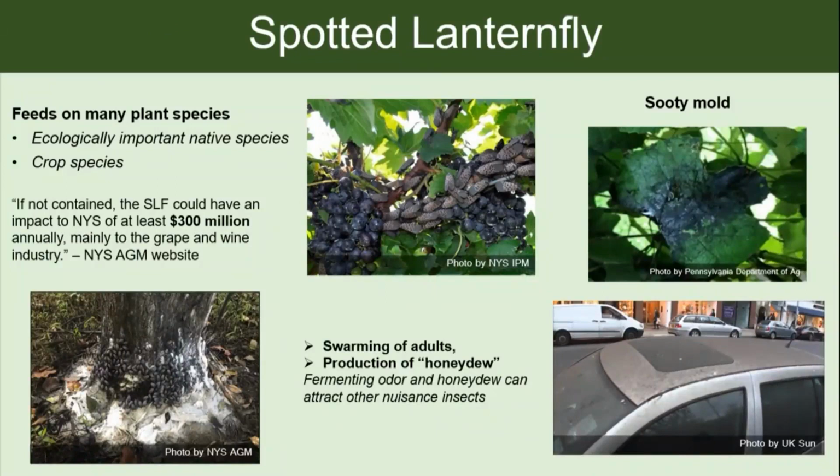And for anyone who's not familiar with spotted lanternfly, Tom's going to talk about this in detail, but just as a brief primer, it's an invasive pest from Asia, feeds on many different plant species, including crop species and native species. There's a huge potential for economic impacts, and also it's sort of a nuisance species, particularly in urban areas. So there's a lot of different reasons to be worried about spotted lanternfly. And so it's really become one of the highest priorities in terms of invasive species in New York State.